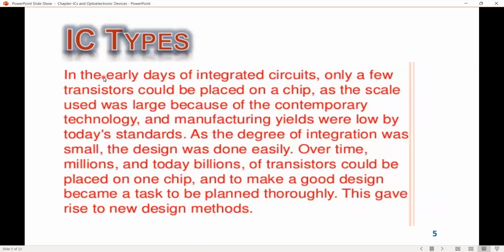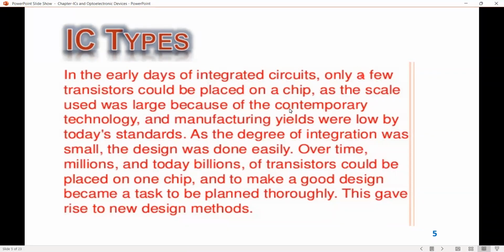Now let's see the types of ICs. So how many types of ICs are available in the market? In early days, the integrated circuits had only a few transistors. What are transistors? You will see this in the next chapter. It is basically the extension or upgraded version of the diodes, the PN junction diode. In a PN junction diode, we have P-type and N-type material, but transistors have three layers, like NPN or PNP. So we'll discuss transistors in the next chapter, inshallah.